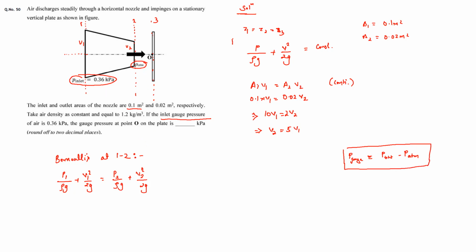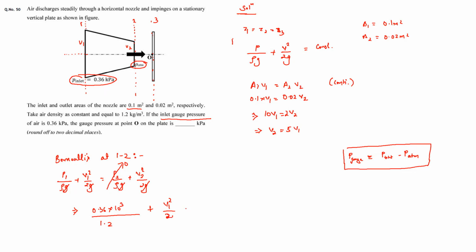So basically P2 will become zero since this is just atmospheric pressure, and then we can neglect this also, and we can cancel out g's from all the denominators, and then find V1. So this P1 will be 0.36 into 10 raised to the power 3 in pascals. Density given to us is 1.2.